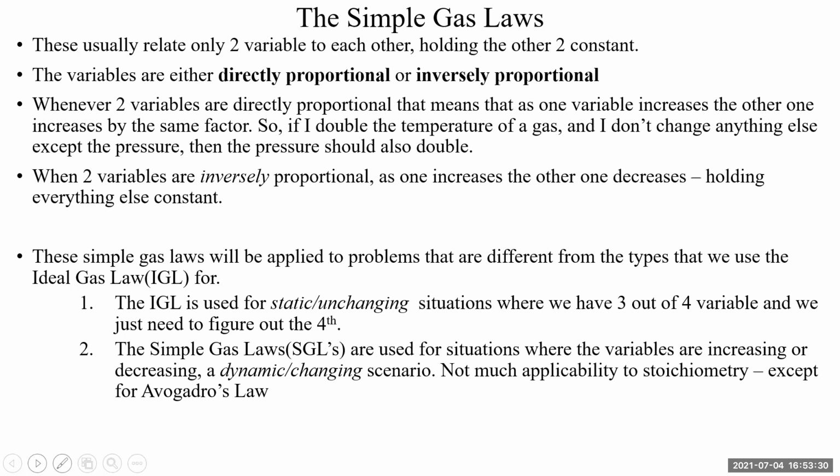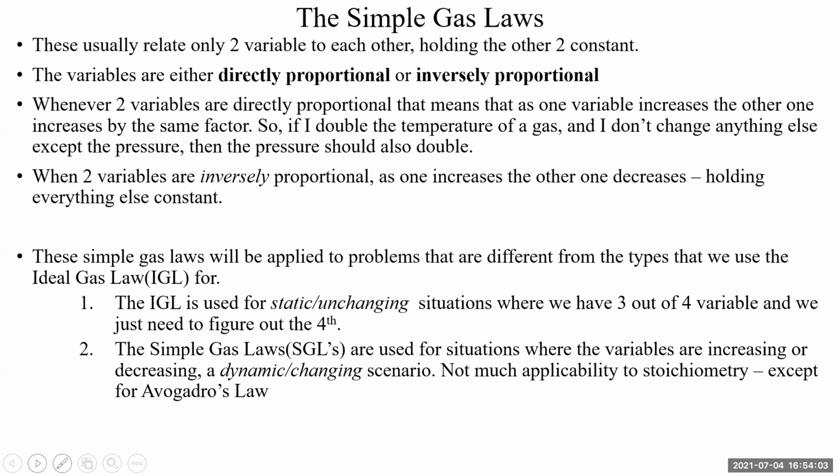Just to recap, the ideal gas law was used for static and unchanging scenarios. Scenarios where you know 3 of the 4 variables and you just need to calculate the 4th, but nothing is actually changing. Everything is remaining static. The simple gas laws are applied to a different sort of scenario. Here, the situation is changing. You have a gas or 2 gases or 3 gases under one set of conditions. Then you vary the conditions and you see how that affects the other variables.